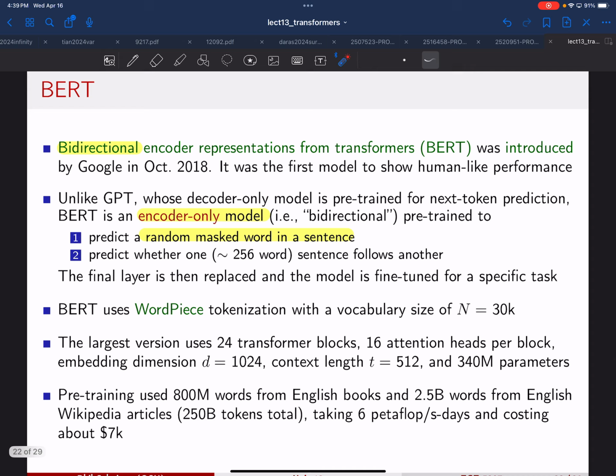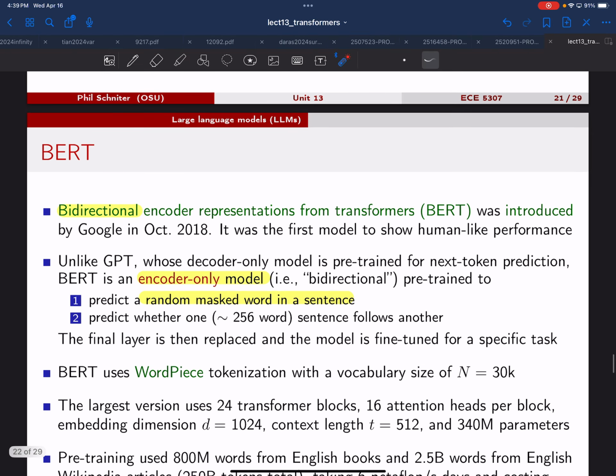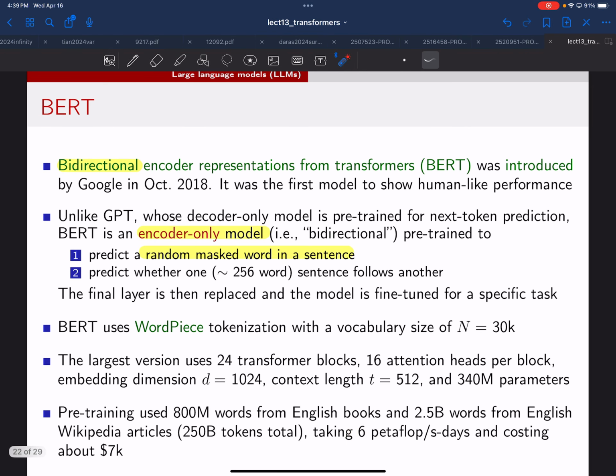For pre-training, they used 800 million words from English books and 2.5 billion words from English Wikipedia articles, 250 billion tokens total. And this took 6 petaflop per second days and cost about $7,000. So what's interesting is you notice that the compute went from 1 to 6, but the cost went from $50,000 down to $7,000. And this is just because somehow at the time, maybe NVIDIA released a new GPU, or somehow the costs for training came down. And so they were able to train with more compute for less cost.